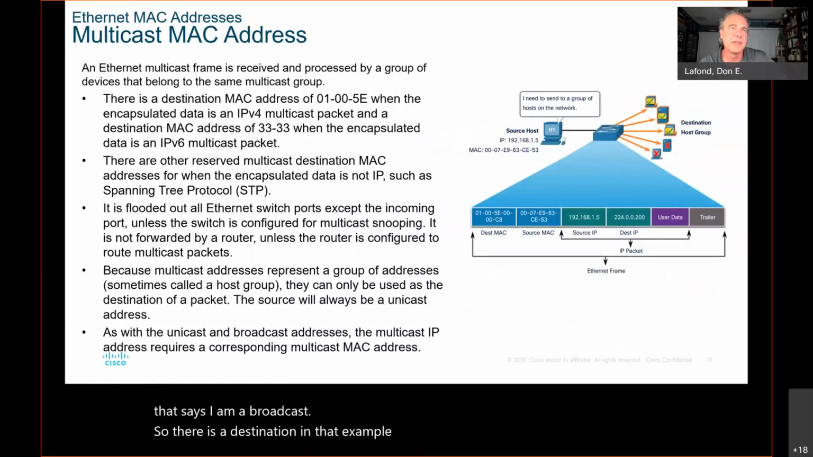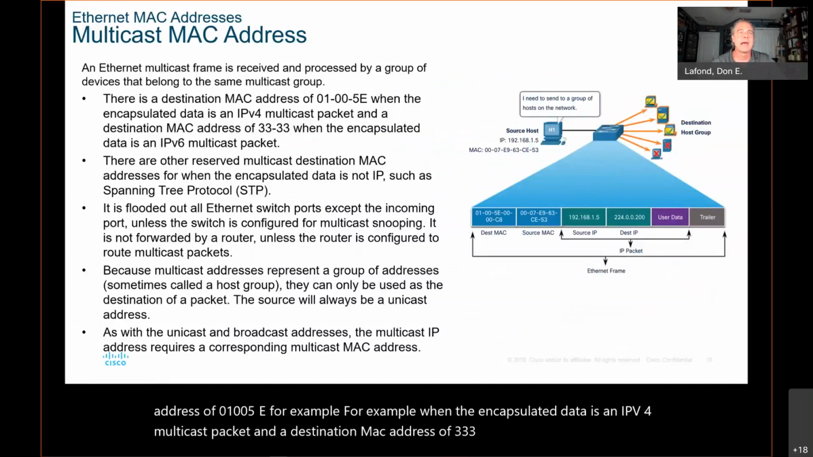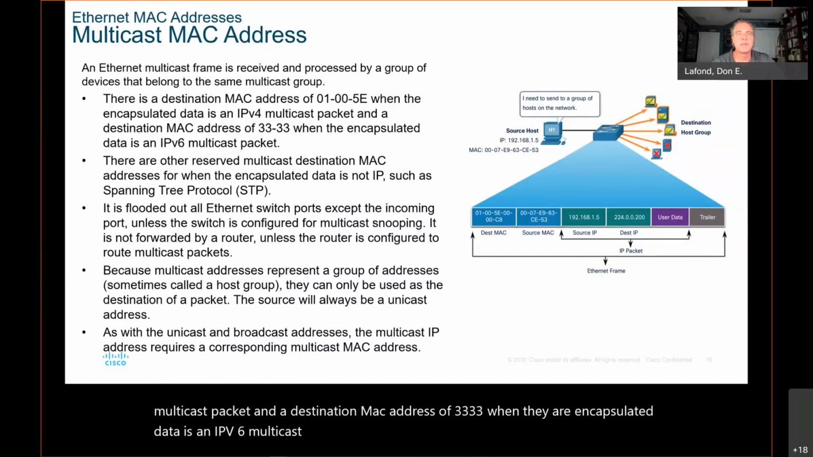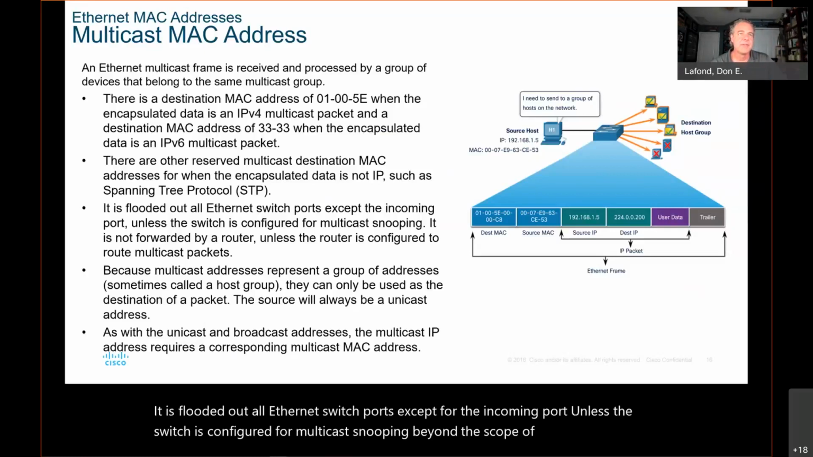In this, there is a destination MAC address of 01-00-5E, for example, when the encapsulated data is an IPv4 multicast packet, and a destination MAC address of 33-33 when the encapsulated data is an IPv6 multicast packet. There are other reserved multicast destination MAC addresses for when the encapsulated packet is not IP, such as spanning tree protocol. It is flooded out all Ethernet switch ports except for the incoming port, unless the switch is configured for multicast snooping, beyond the scope of this class. It is not forwarded by the router.